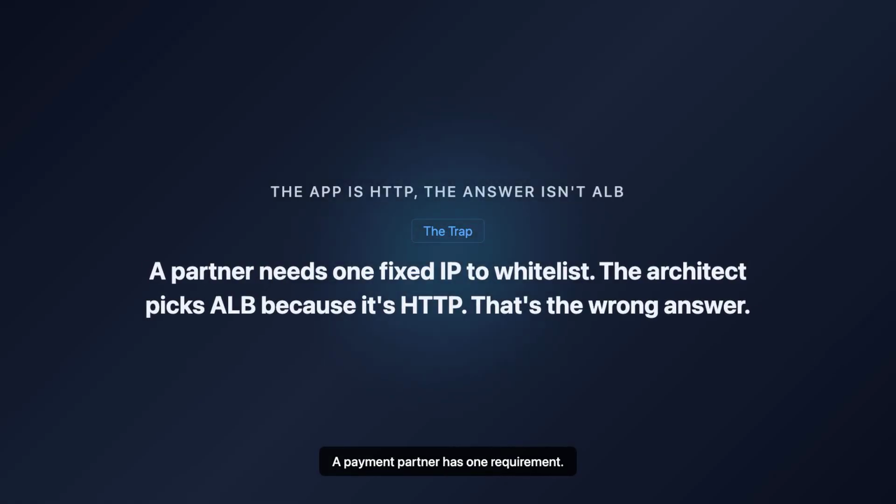A payment partner has one requirement. Give us a single fixed IP address so our firewall can whitelist it. The app speaks HTTP, so the architect reaches for an application load balancer. Traffic spikes. The load balancer scales. Its IP quietly changes, and the whitelist breaks. The protocol was never the deciding factor.